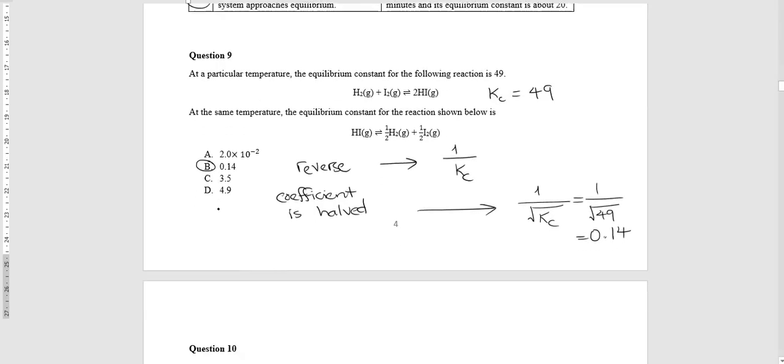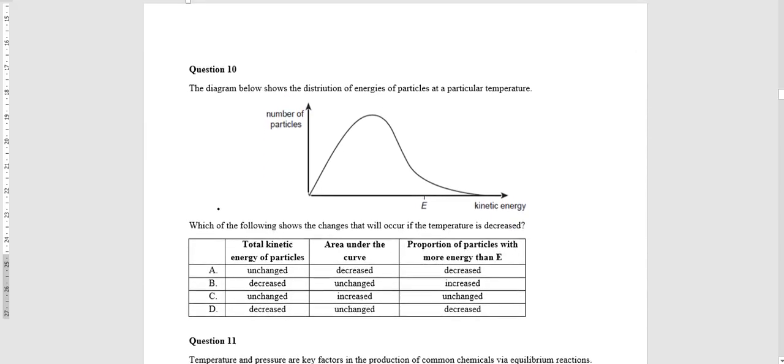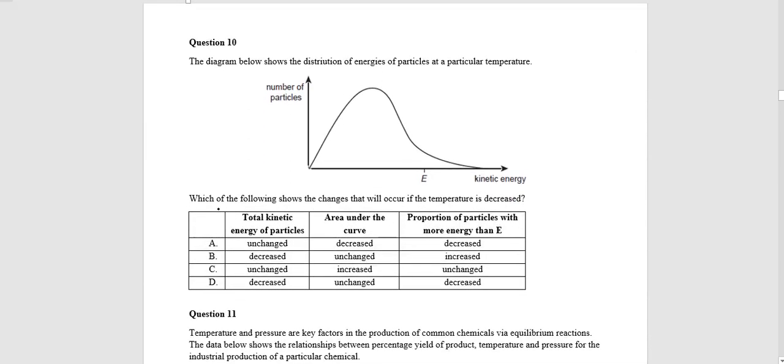Okay, answer is B. Let's move on to 10. Let's see whether we can finish this in one go. Question 10. The diagram below shows the distribution of energies of particles at a particular temperature. You need to work out what happens when the temperature is decreased.